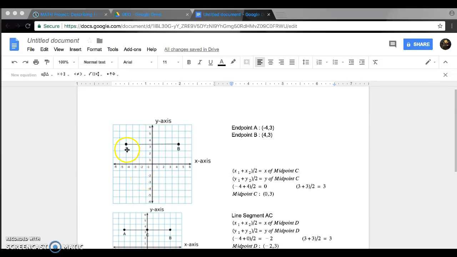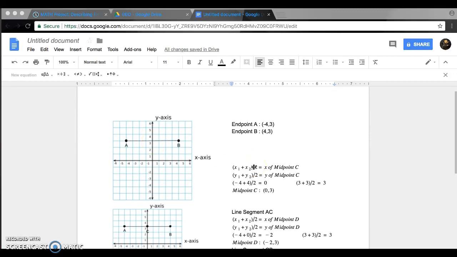We have our line segment AB. Endpoint A is at negative 4, 3. Endpoint B is at 4, 3. So first, in order to divide line segment AB into 4 segments, we have to find the midpoint of line segment AB, and we'll call it midpoint C.